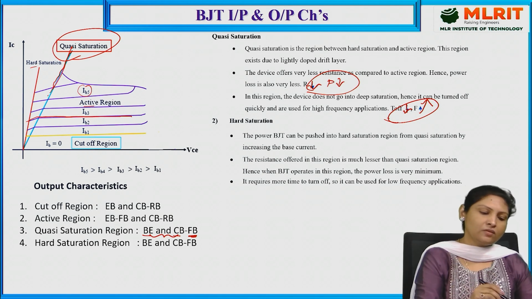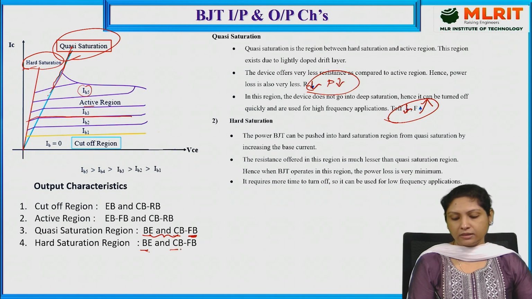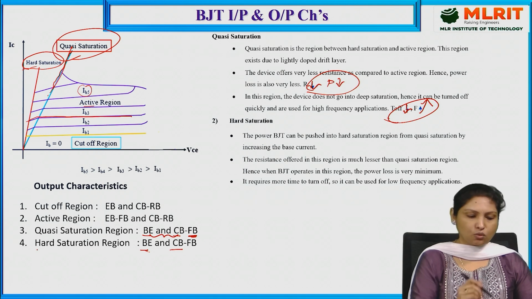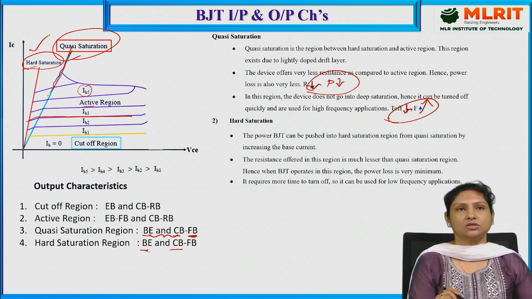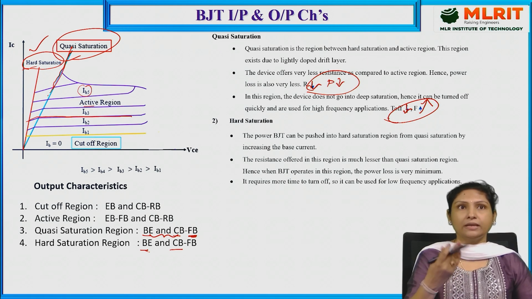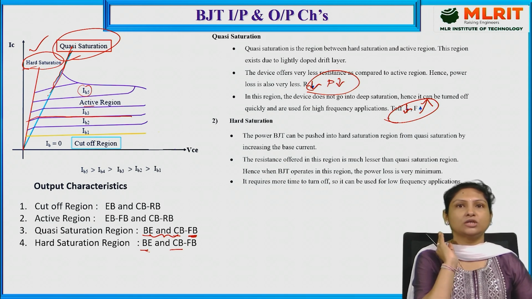And then we have this hard saturation region. This can be achieved by making the emitter to base region forward biased as well as bringing the collector to base region into the forward biased mode. We can achieve the so-called hard saturation region. The transistor will go completely into saturation mode when the base current is increased further. In that case, the BJT will go into the hard saturation region.